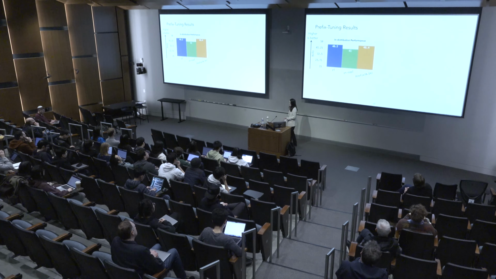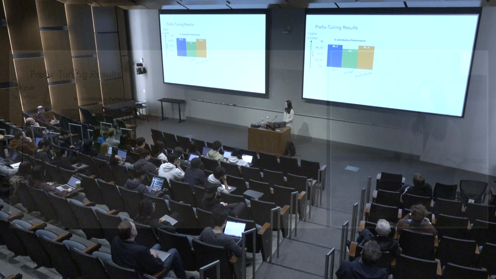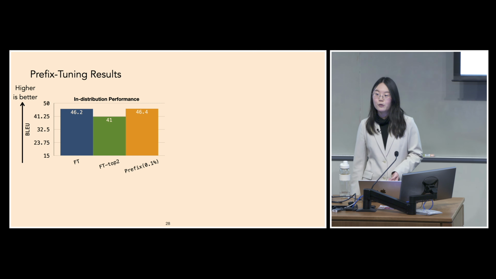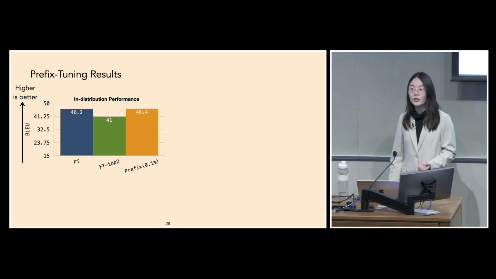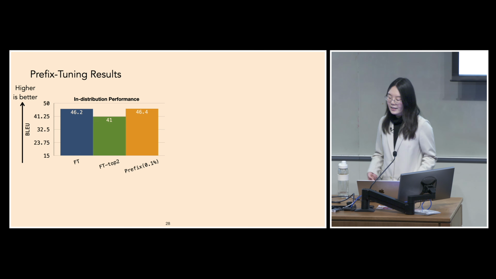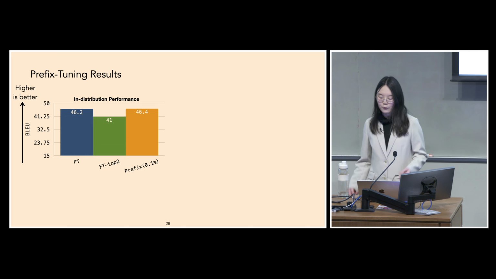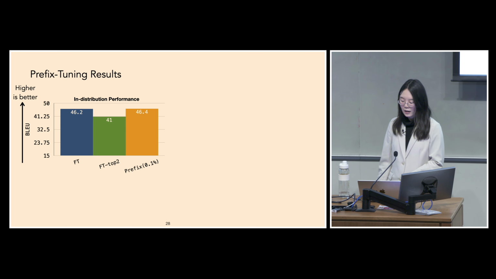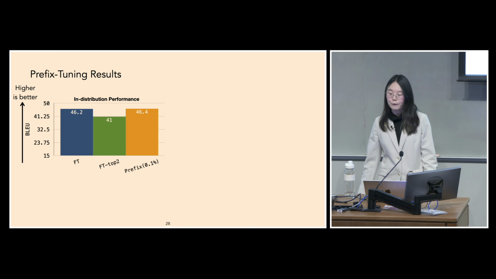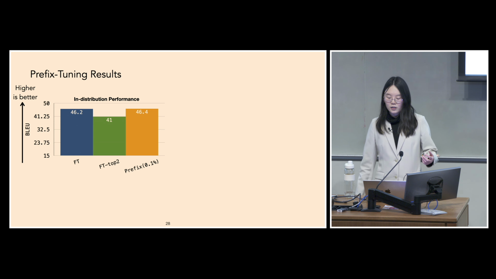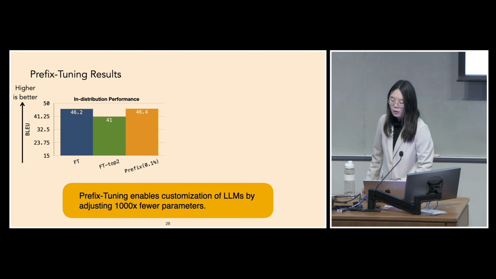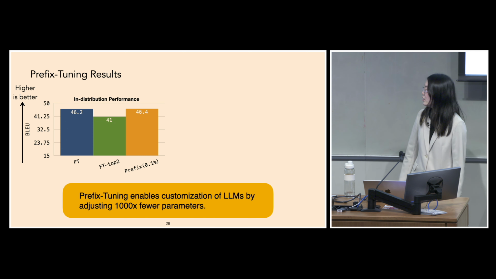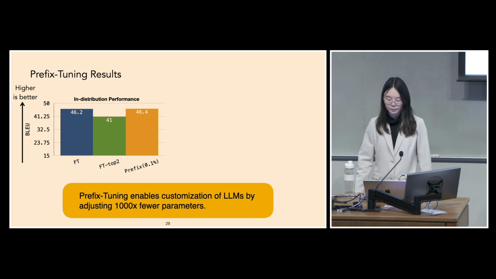So we experiment on a task that converts structured data, such as a table, into natural language descriptions. And we evaluate the quality of the generation with a classic metric called BLEU, for which higher is better. We evaluate the effectiveness of prefix tuning and find that the model can achieve similar performance as full fine-tuning, while only adjusting 1,000 times fewer parameters.